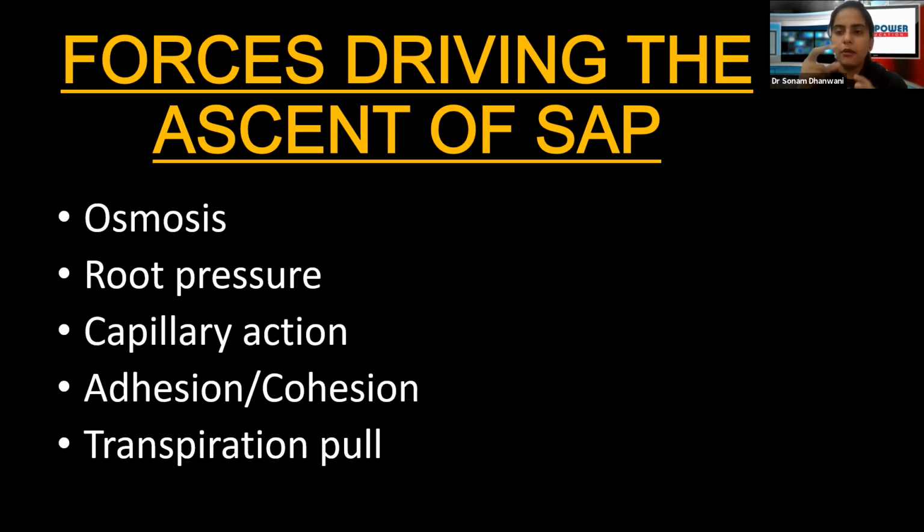Correct? Now drop by drop, the water keeps combining with each other, so a water column will form, right? So this water column slowly starts taking the ascent. That is nothing but the ascent of sap: the water column that forms right from the roots till the aerial parts of the plant. Okay, are we clear with what is adhesion and cohesion? Yes. Going forward, transpiration pull.